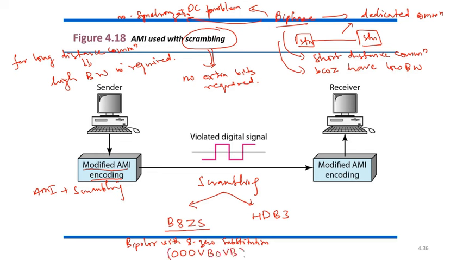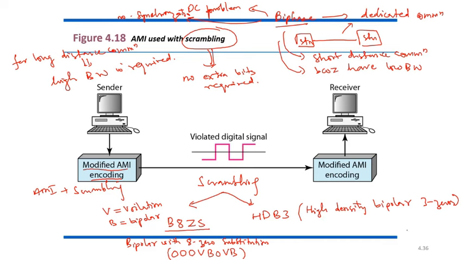So what is the meaning of V and B? We will see here. V stands for violation and B stands for bipolar. Okay, so this is the first scheme. The second one is called HDB3. HDB3 stands for high density bipolar 3-zero.